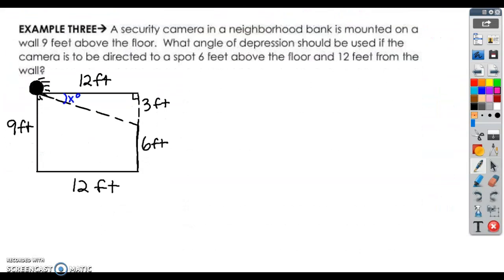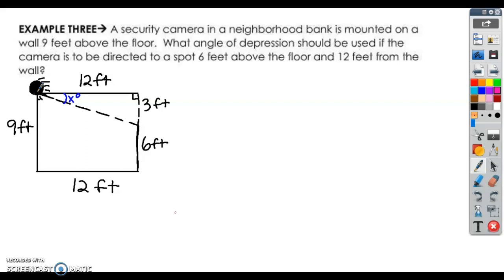Example 3. A security camera in a neighborhood bank is mounted to a wall 9 feet above the floor. So this is an absolutely amazing likeness of a security camera. Thank you very much. I appreciate that. What angle of depression, so we're looking down, should be used if the camera is to be directed to a spot 6 feet above the floor, and 12 feet from the wall?